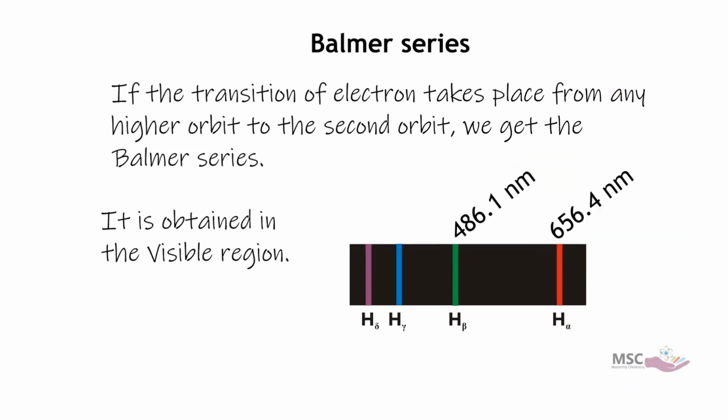The third line is identified as H gamma and it is blue in color. Wavelength of this line is 434.2 nanometer. The fourth line is identified as H delta and it is violet in color. Wavelength of this line is 410.2 nanometer.